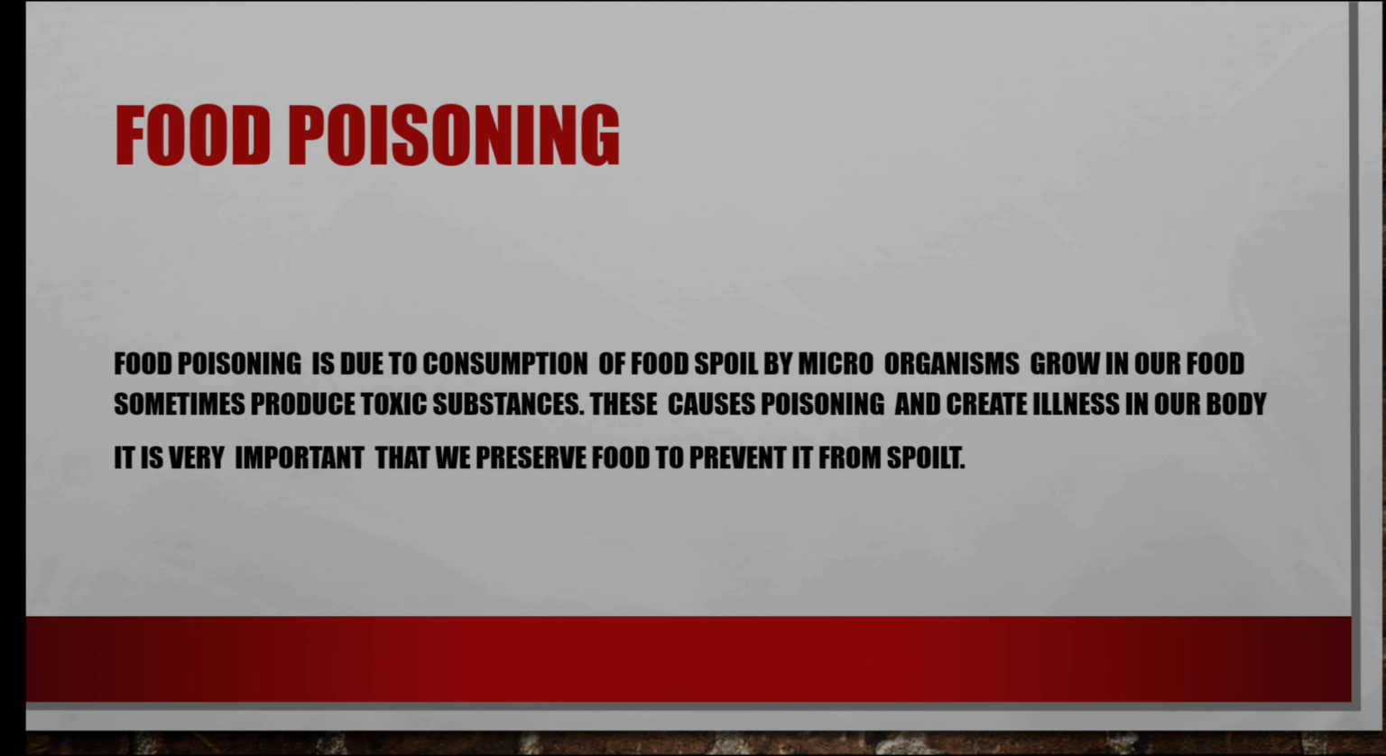Now let us see another topic: food poisoning. Microorganisms attack uncovered food and cooked food, which causes illness in human beings. Food is contaminated by microorganisms and it causes severe illness. Food poisoning is due to consumption of food spoiled by microorganisms that grow in our food and sometimes produce toxic substances. These cause poisoning and create illness in our body. It is very important that we preserve food to prevent it from spoiling. Sometimes it may even cause death.